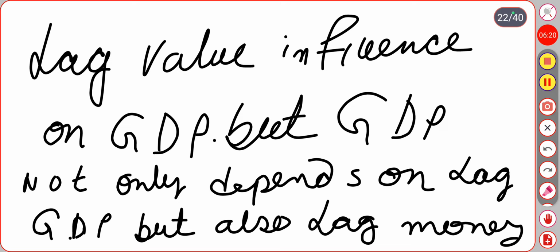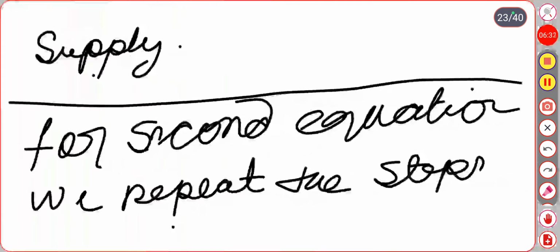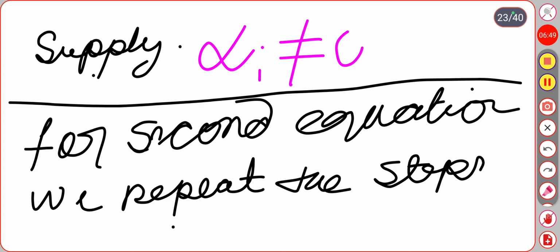So GDP not only depends on the lag value of GDP, but also on the lag of money supply. That is because we reject the null hypothesis. We reject the null hypothesis, which means we accept the alternative hypothesis, that alpha is not equal to 0. That is our alternative hypothesis. We accept it.